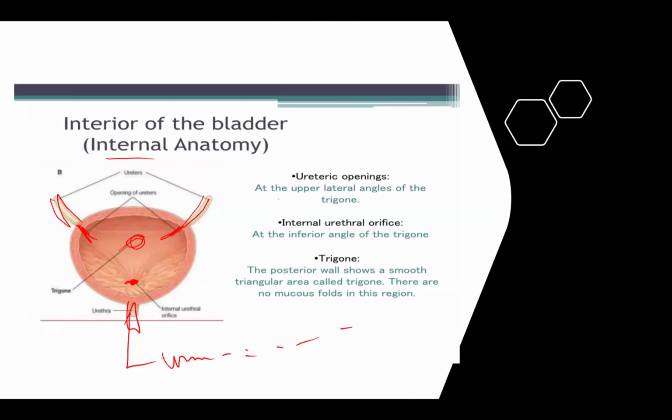Ureteric openings at the upper lateral angles of the trigone. Internal urethral orifice at the inferior angle of the trigone. Trigone: the posterior wall shows a smooth triangular area called trigone. There are no mucus folds in this region.